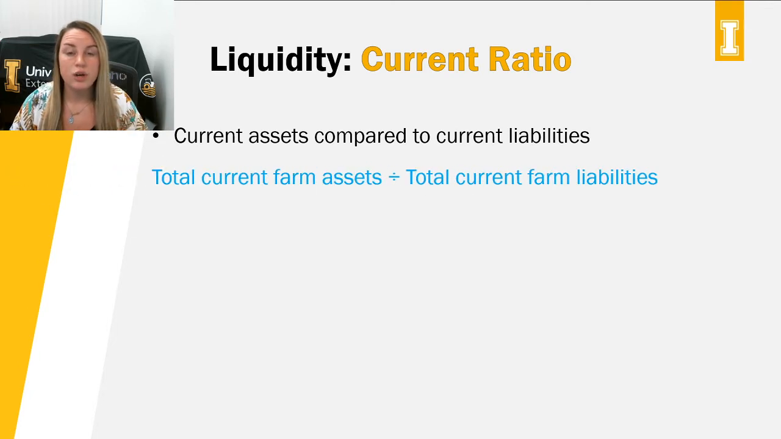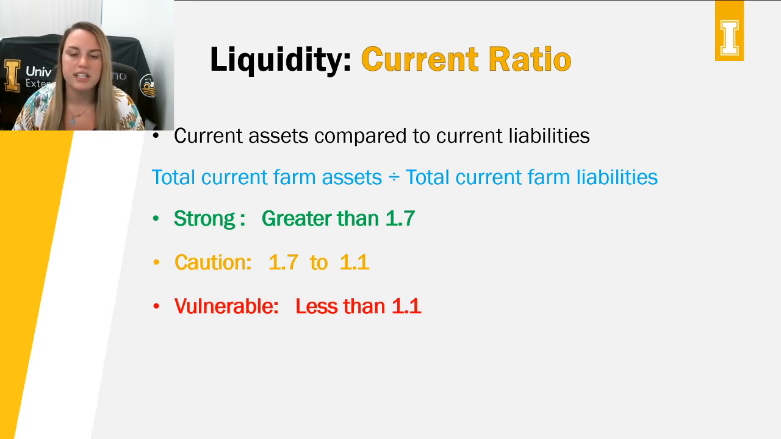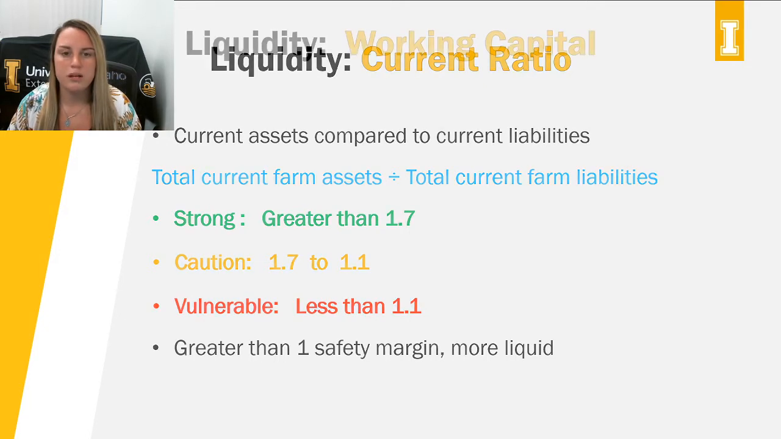The ratios that we use for liquidity: the first one is the current ratio, which shows the current assets compared to the current liabilities. So you have the total current farm assets divided by the total current farm liabilities. A strong ratio would look something like 1.7 or greater. Caution is 1.7 to 1.1. And then you're in the vulnerable state if you have less than 1.1. Your current liabilities are very close to the amount of current debt you have, so you might not be able to pay something as it comes due, which could be scary. Greater than 1 is the safety margin. You are more liquid if you are greater than 1.